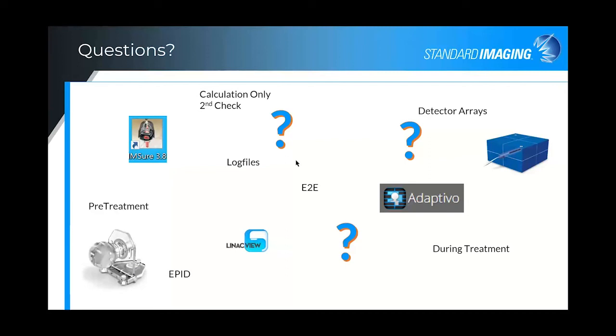Is LinacView comparison based on comparison of beam parameters, or does LinacView do a recalculation using the log file parameters? It's just log file parameter based, so it's fluence only. So it doesn't compute dose, if that's, I believe that's the question.